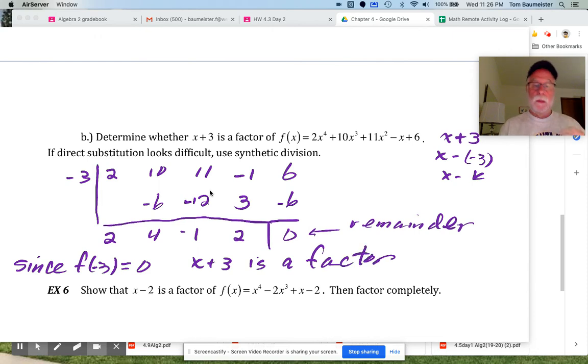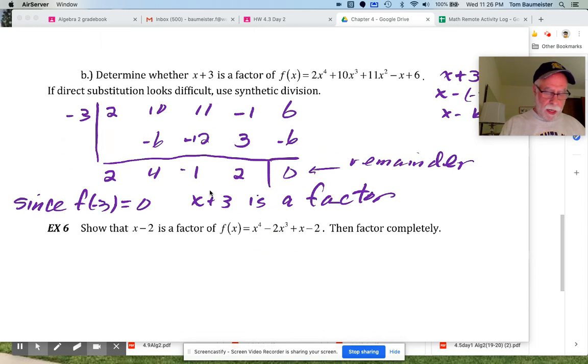So a couple of the questions will just ask you if it's a factor or not, but the next ones will ask you if it is one, and if it is one, to factor completely. So when it says show that it is, they're really telling you that it is. You just need to show it is, all right? So show that x minus 2 is a factor of f of x equals x to the fourth minus 2x cubed plus x minus 2, then factor completely. So again, what we have to do is show that the remainder is equal to 0.